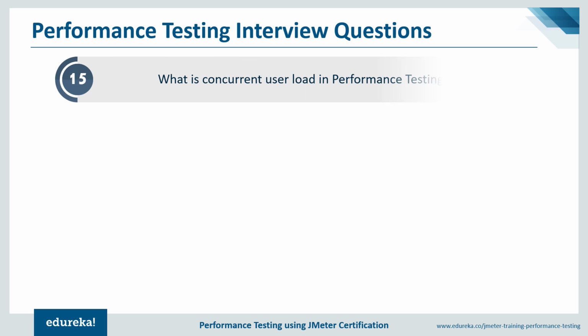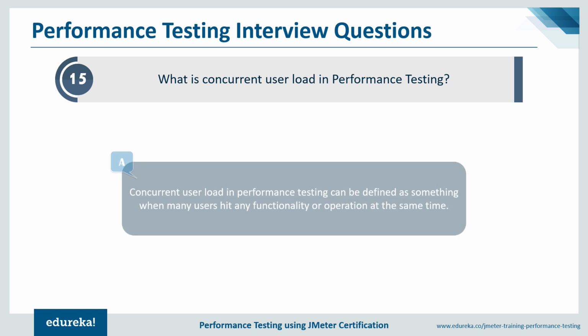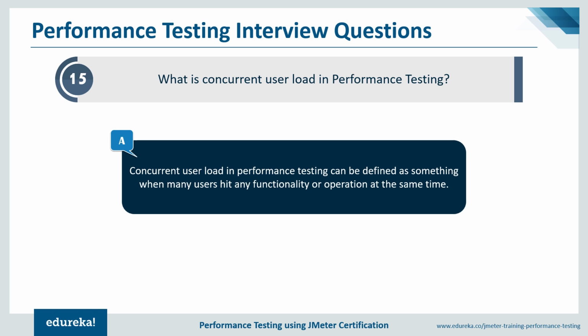The next question is what is concurrent user load in performance testing? Concurrent user load in performance testing can be defined as when many users hit any functionality or operation at the same time. It is also called simultaneous user testing. The idea behind concurrent user testing is to identify the response time of a website for a specified number of simultaneous users making requests to a website.